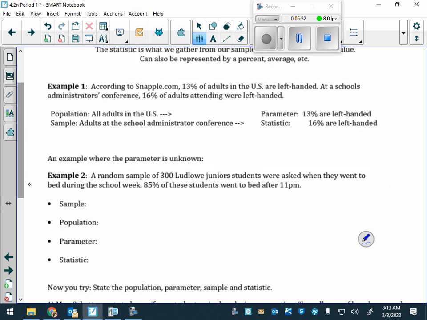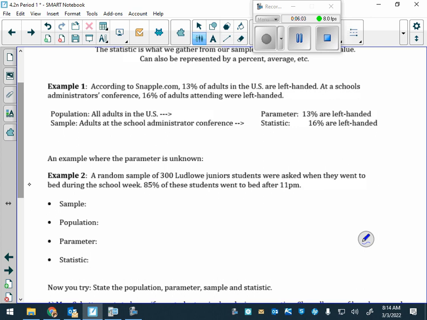So an example from a reliable source, Snapple.com, okay? Clearly the caps over there. 13% of U.S. adults are left-handed. At a school's admin conference, 16% of the adults attending were left-handed. So, population, big picture, all adults, okay? Sample is adults at the school admin conference, okay? So, a piece of the puzzle of the big picture.